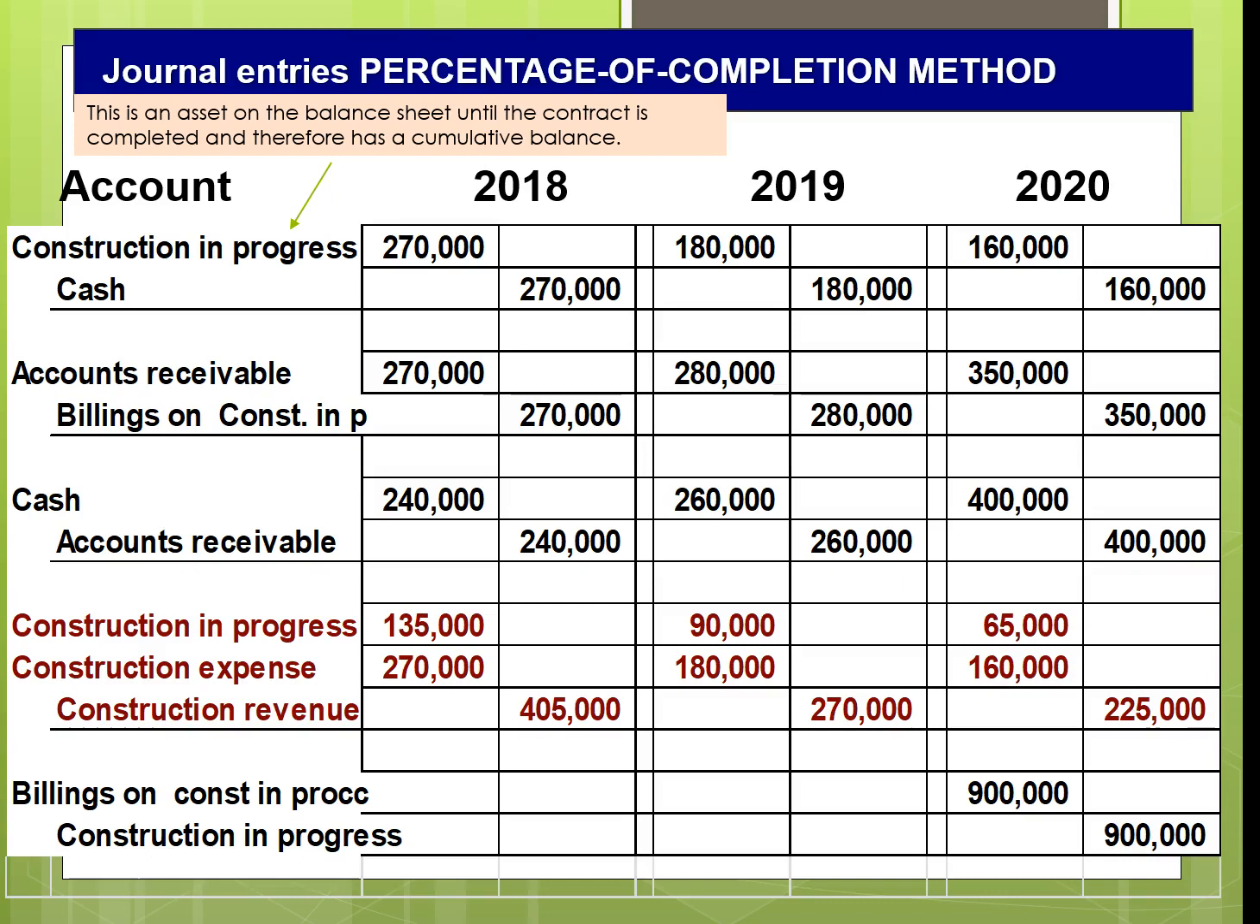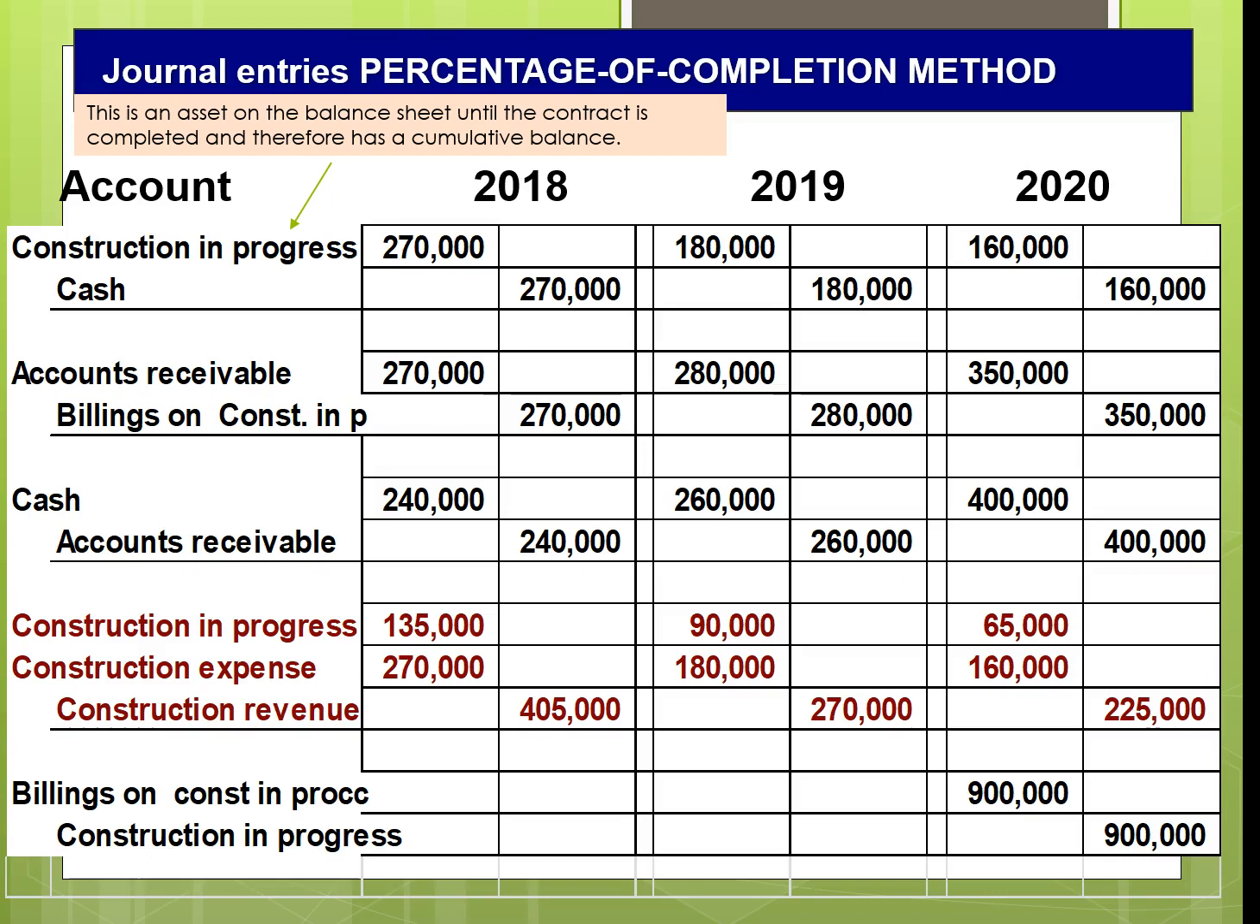So remember, this account is always cumulative, and what we're going to do is bill it every year until at the end of the contract, we are going to zero it out against the billings on construction. So in the end, in the final period, billings on construction and construction in progress has to equal the total amount of the contract, which is 900,000.